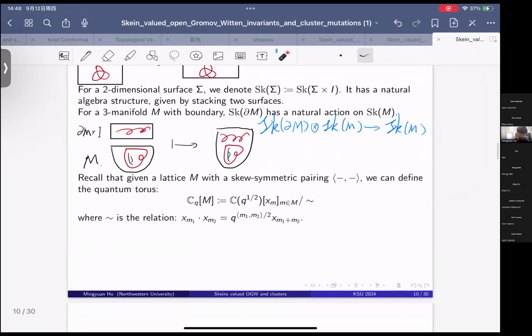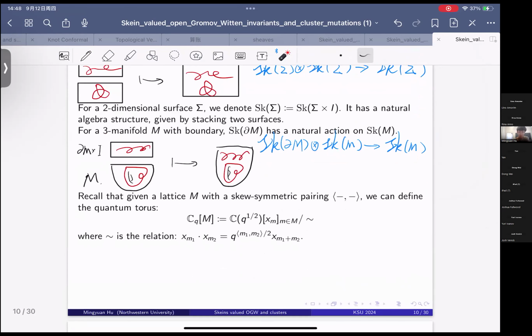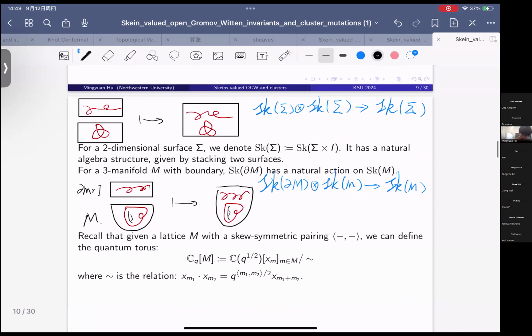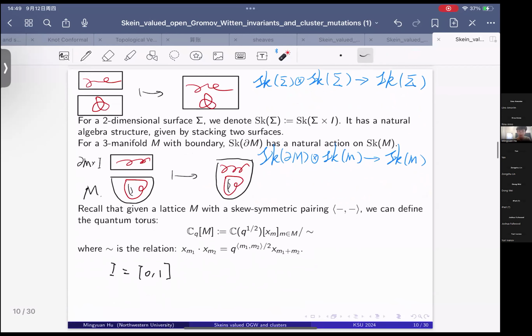I'm not sure how, if M does have a boundary, how do you glue the boundary? Using the product with I, where I is the interval, let's say I is [0, 1]. The boundary is a surface, and then we glue, so that's the definition of the boundary map. Okay. Any other questions?